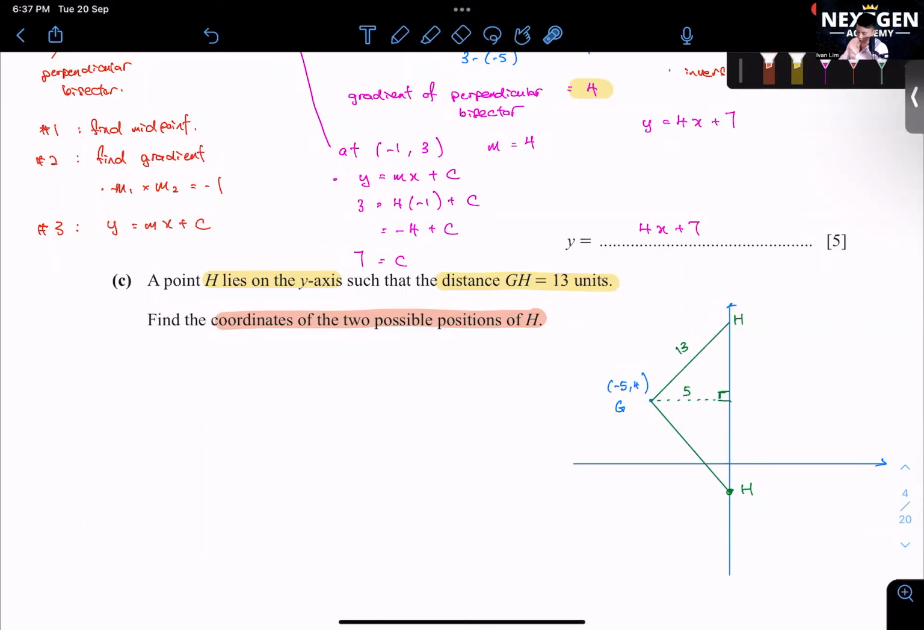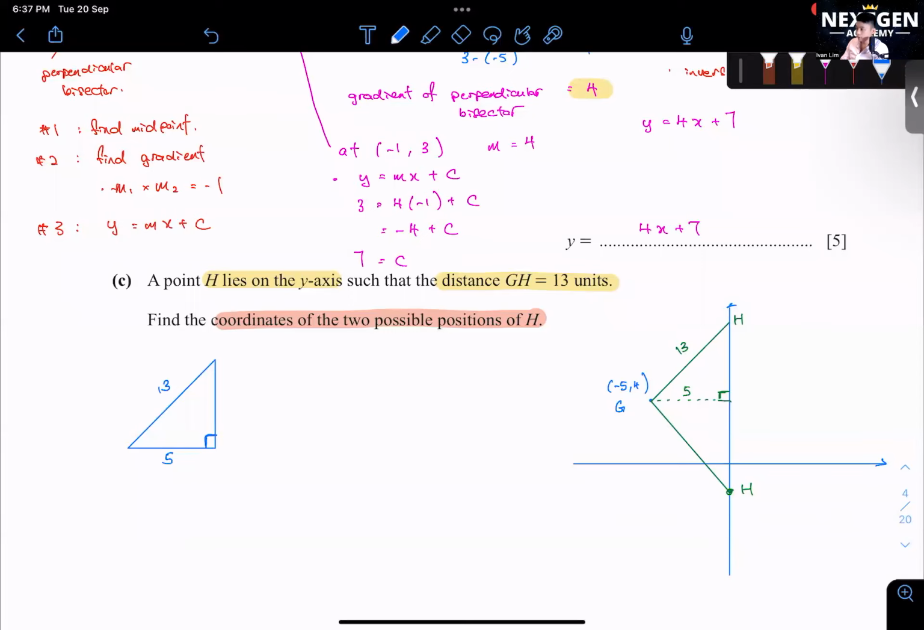Now that I know here, 13, 5, can I find this? Can, right? So what I want you all to do is use Pythagoras theorem over here. You just take this triangle out. Top and bottom, both triangles, the units are the same. So 13, 5. Pythagoras theorem says what?